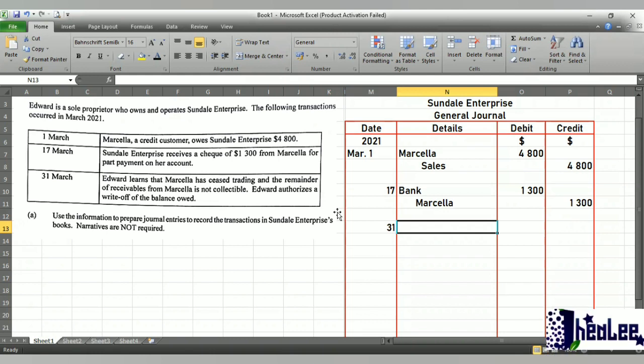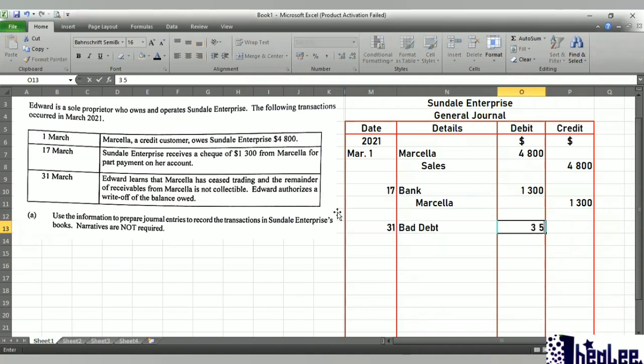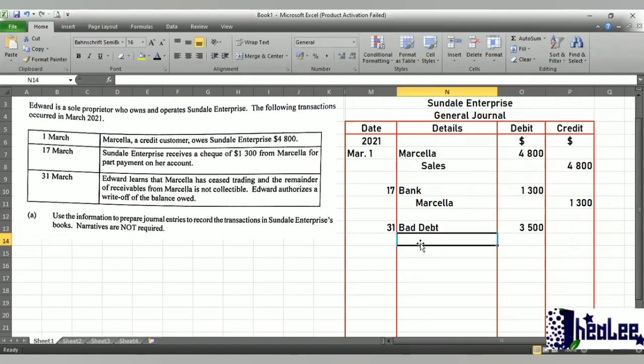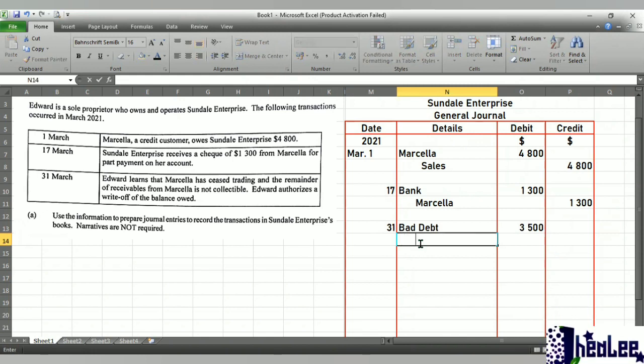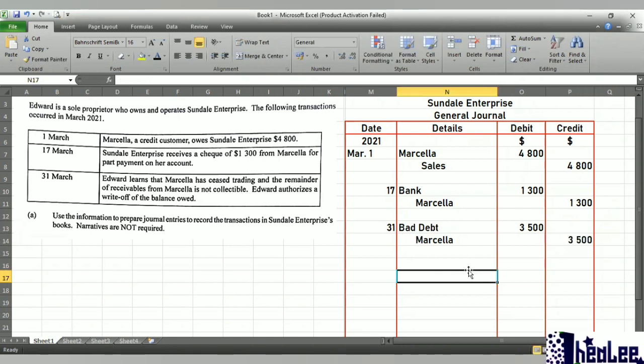On the 31st, now that it is known to Sundale that Marcella is unable to pay because she has ceased trading, this would result in an increase in the expense of bad debt. So therefore, we're going to debit bad debt with that 3,500, and we're going to write off Marcella's account, and in writing off the account, what we're doing is reducing the amount that is owing to us. So upon doing that, there would not be any balance in Marcella's account. So that is part A.